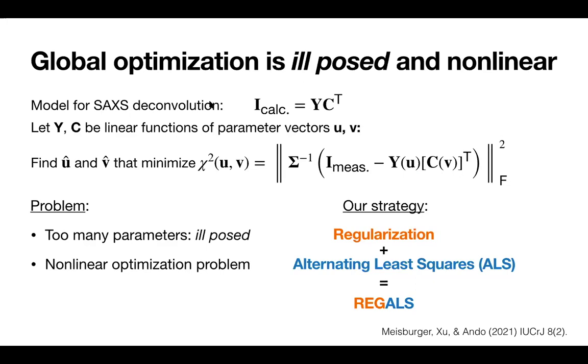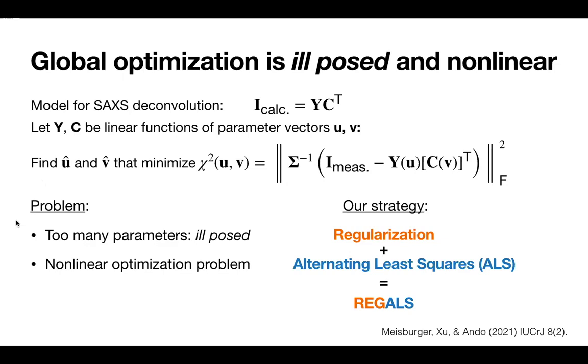So the model for SAXS deconvolution, as I said, is a product of two matrices, y times c, and we're going to let y and c be linear functions of parameter vectors, u and v. Those are the circles, or the data points, on the previous slide. And then our optimization problem is we need to find u and v that minimize the least squares discrepancy between our data and our model. And this can be written as a Frobenius norm, which is weighted by this sigma matrix, which is basically just 1 over the experimental errors.